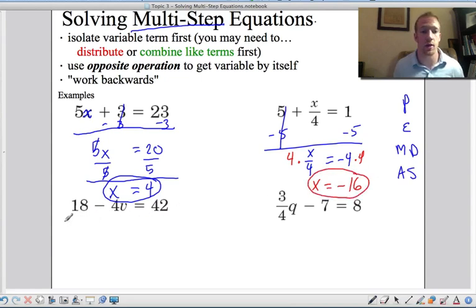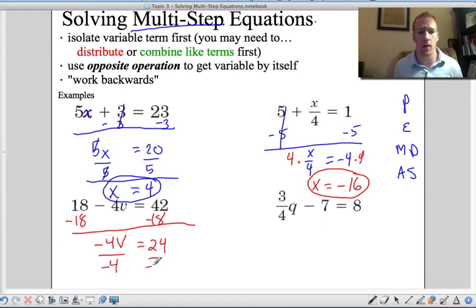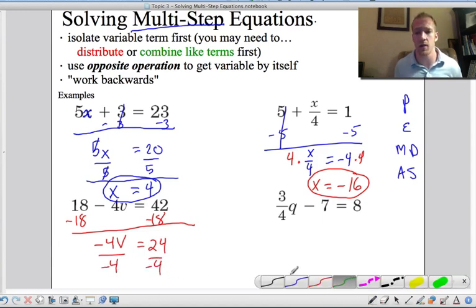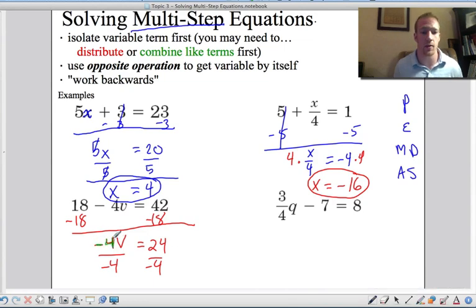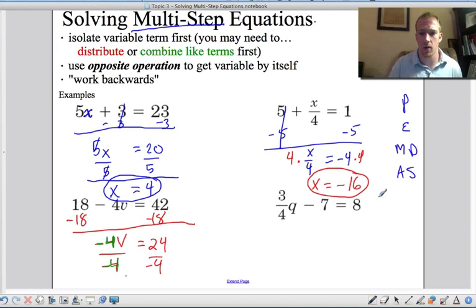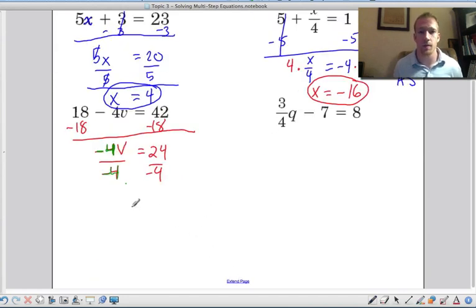Alright, similar step here. Minus 18, and that gives me negative 4v equals positive 24. Divide by a negative 4. Now notice I divided by a negative, alright, because this is a negative 4 here that's multiplying the v. So a negative divided by a negative gives me the positive v. I'm going to go down and all here. So that reduces and gives me just v equals negative 6. Alright, positive divided by a negative is negative.